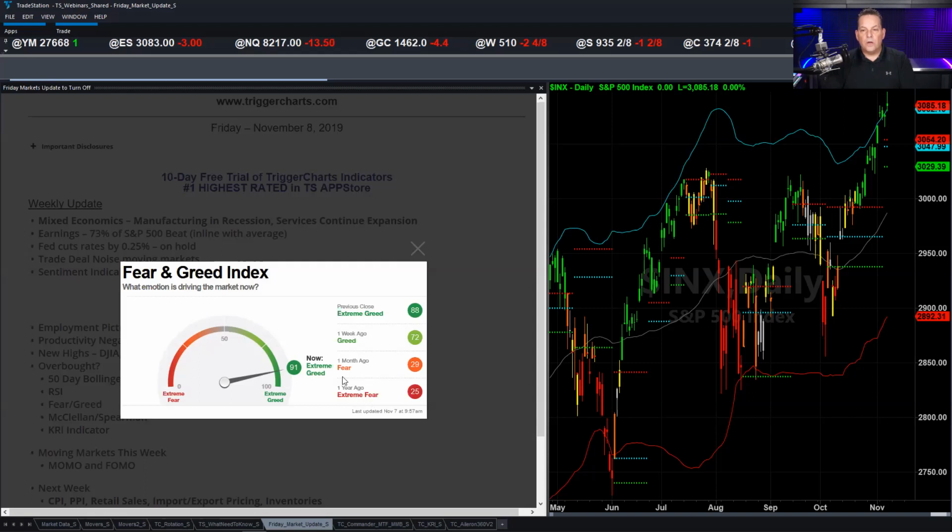Look at this. 1 month ago, we were in fear. 1 year ago, remember where we were 1 year ago? That was in November. We were in extreme fear. Markets were selling off pretty significantly back down to the 25 level. But again, it's gone from 1 month ago, from a 29 of fear. People started investing. We started moving it up.